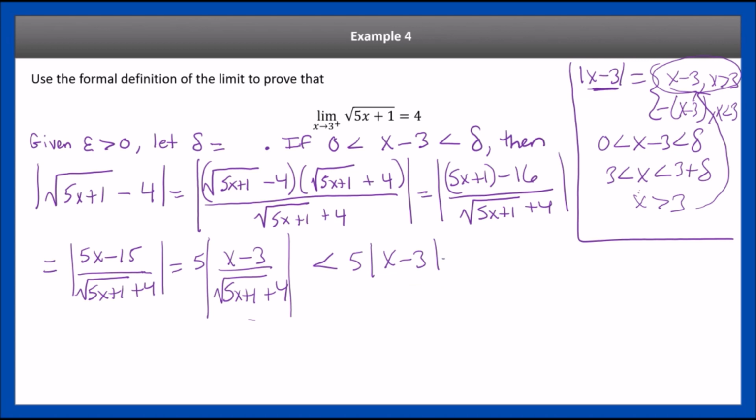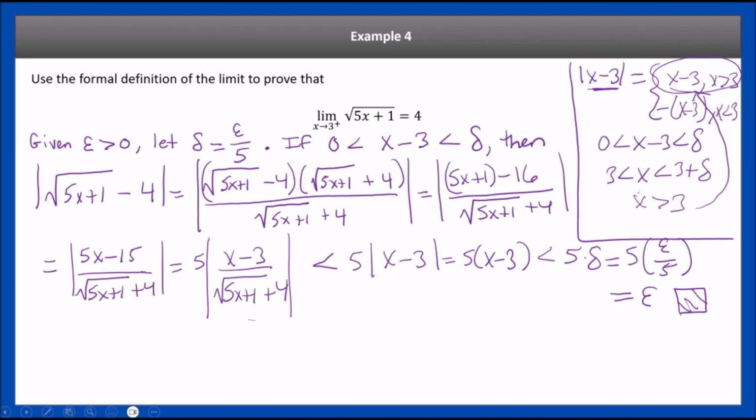So we're going to say that this is equal to 5 times x minus 3. I put parentheses instead of absolute value. And then we can use this. So this has to be less than 5 times delta. All right, so then this has to be less than epsilon, so we set delta equal to epsilon over 5. So then we have epsilon, so now it's less than epsilon. And that's the end of the proof. We finish off by writing that delta is epsilon over 5. Okay, so hopefully that made sense with what we were doing for the proof.